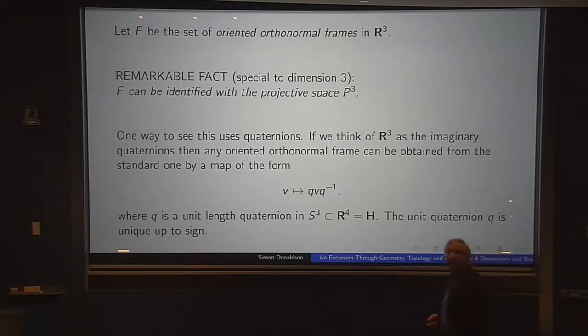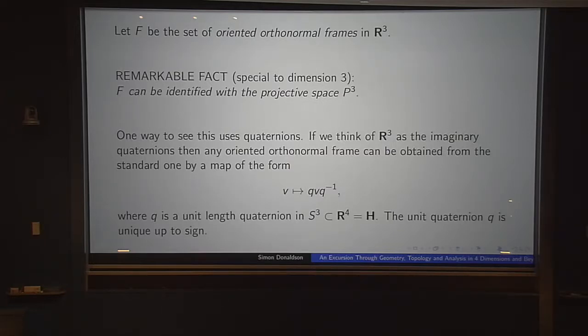And one way to see this uses these quaternions. If we think of R3 as the imaginary quaternions, then we can take our standard frame and move it to any other frame, it's not hard to see, by using a map of the following form using quaternion multiplication. We map a vector v, thought of as an imaginary quaternion, to qvq^-1, where q is a quaternion of unit length in the 3-sphere.